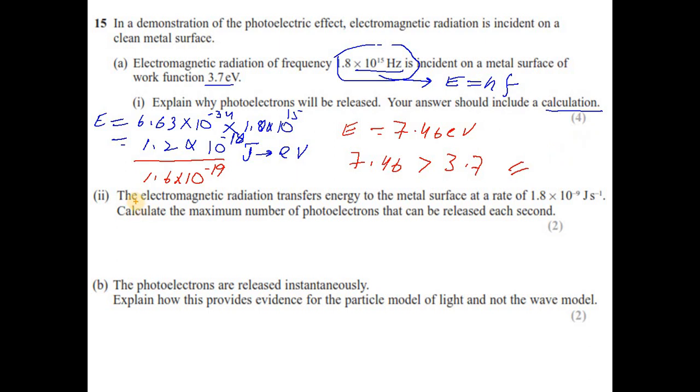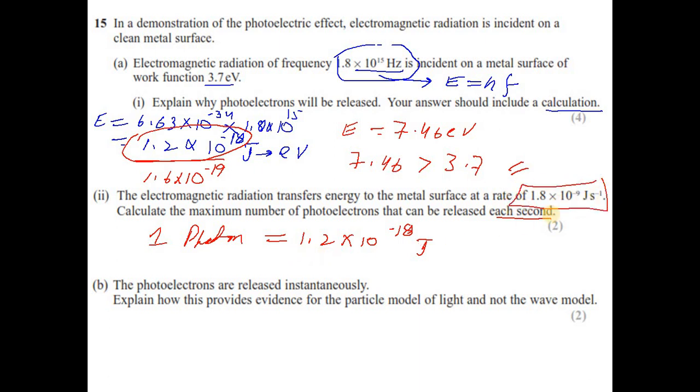The electromagnetic radiation transfers energy to the metal surface at the rate of 1.8 × 10^-9 joules per second. Calculate the maximum number of photoelectrons that can be released in each second. Okay, so we have found the energy of one photon. So we can say that one photon has energy 1.2 × 10^-18 joules. And how much energy do we have in 1 second?